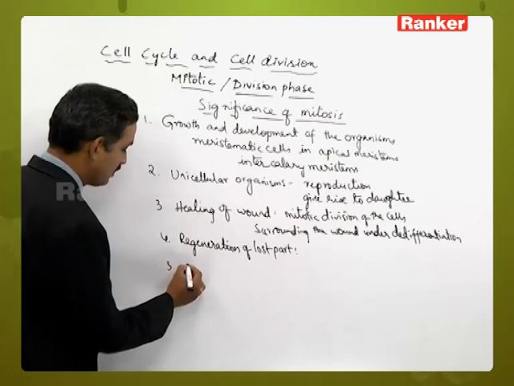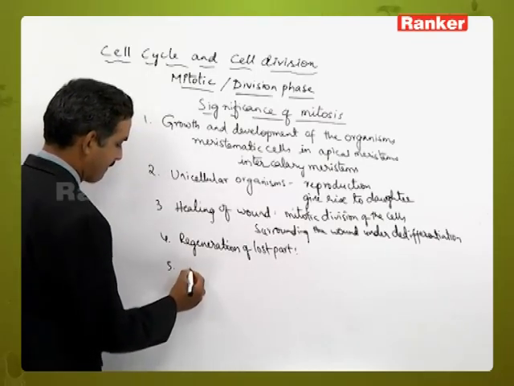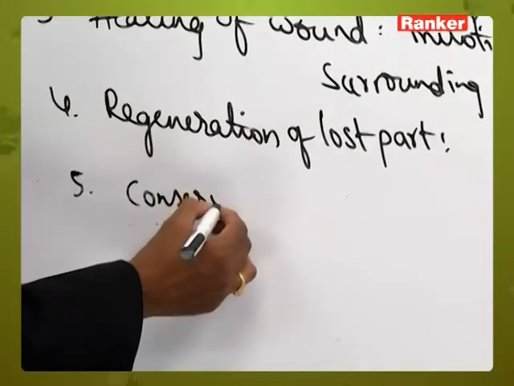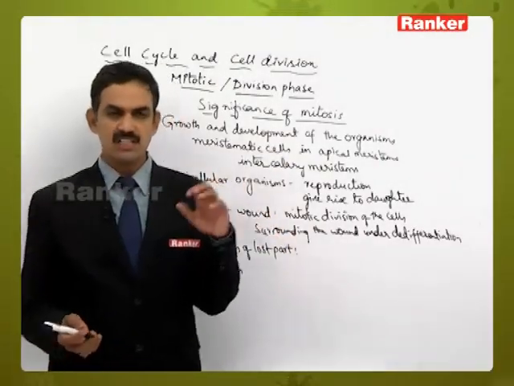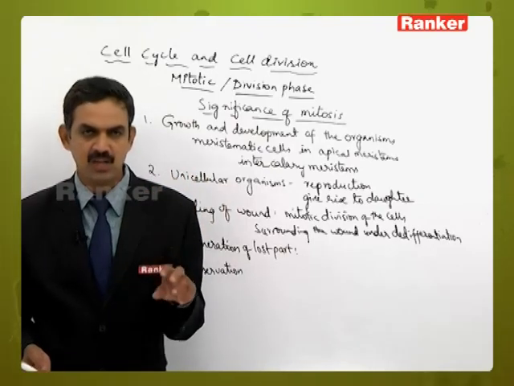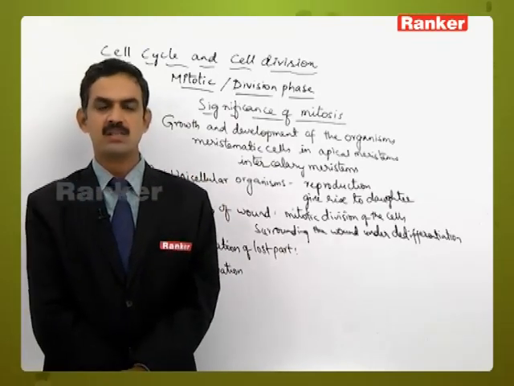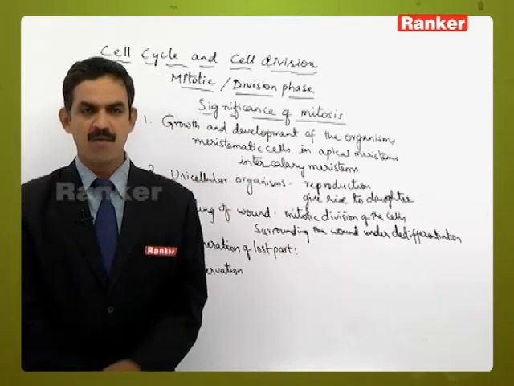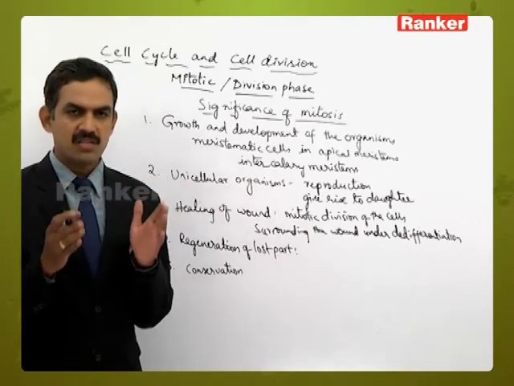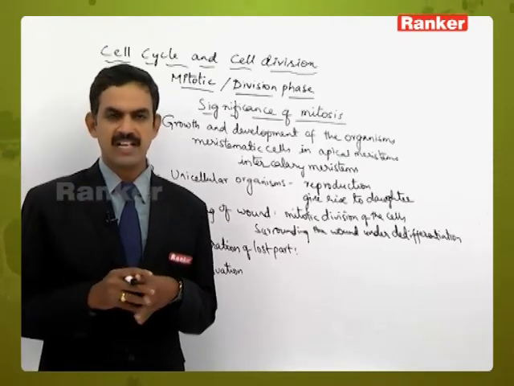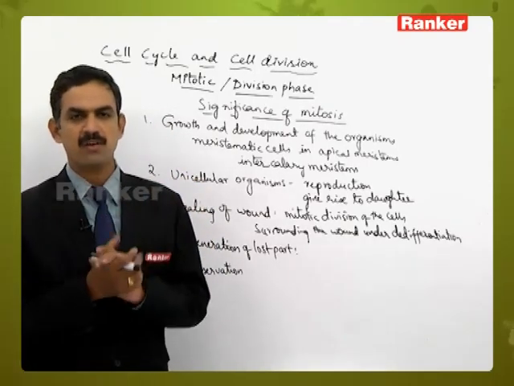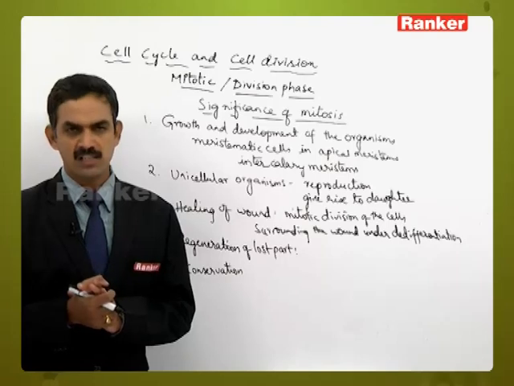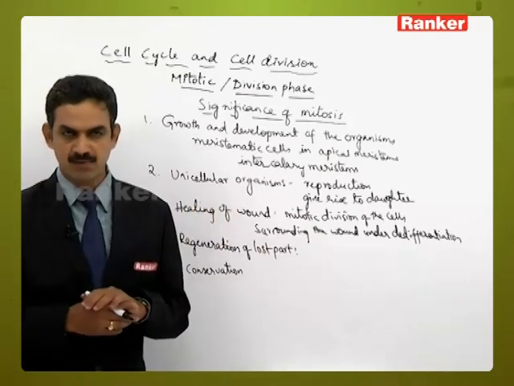Then conservation of genetic integrity, or we can say the conservation of the genetic nature of the particular plant species. Whatever the chromosome number, whatever the genes present on the chromosomes or the DNA, the same type of genes will be retained by the organism because of the mitotic division.